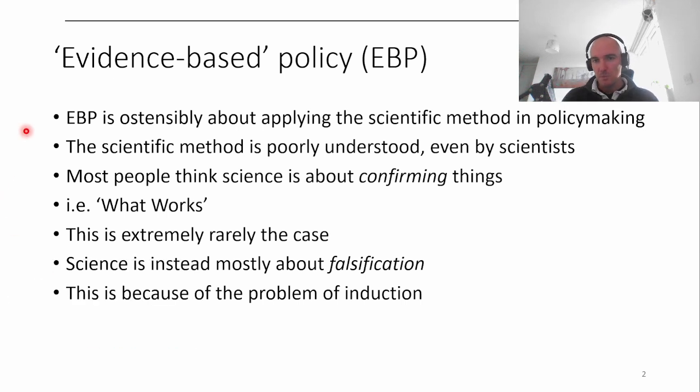All right, so the context for falsification is evidence-based policy. So evidence-based policy on the face of it seems great, wonderful. Why would we not want to be evidence-based? What do we mean by evidence-based policy? Well, ostensibly it's about applying the scientific method to policymaking. And the idea is that if we could just make policymaking more scientific, policymaking would be better. I think that's broadly wrong, but there are many ways in which applying science to policymaking would make it better.